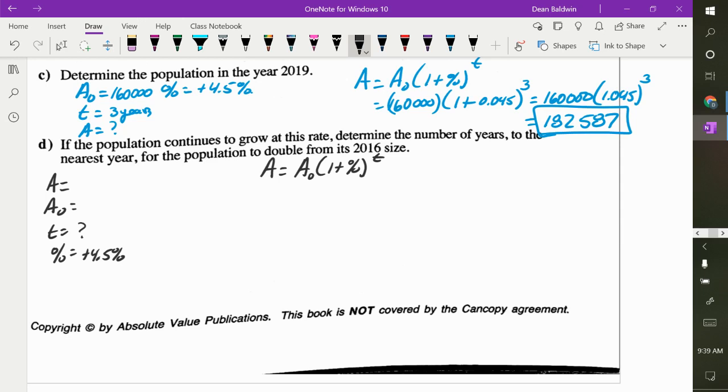What is the initial amount? 160,000. What's the final amount? 2 times that, which is 320,000. You can do it that way, and you plug those numbers in. So I'm going to get 320,000. You know that the bracket has to be 1 plus the rate.